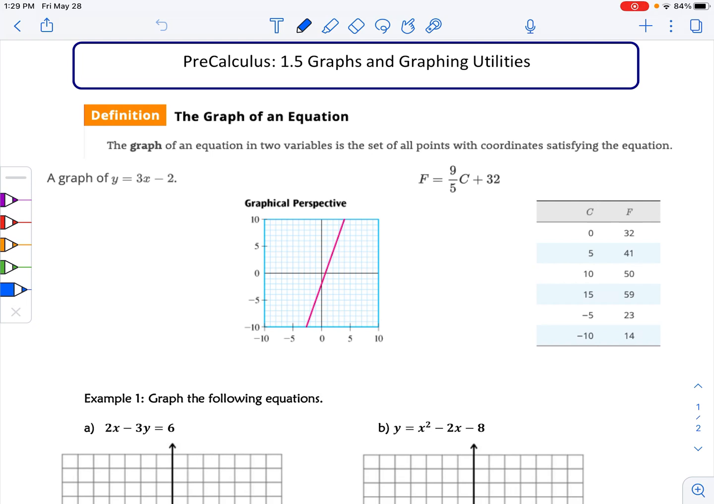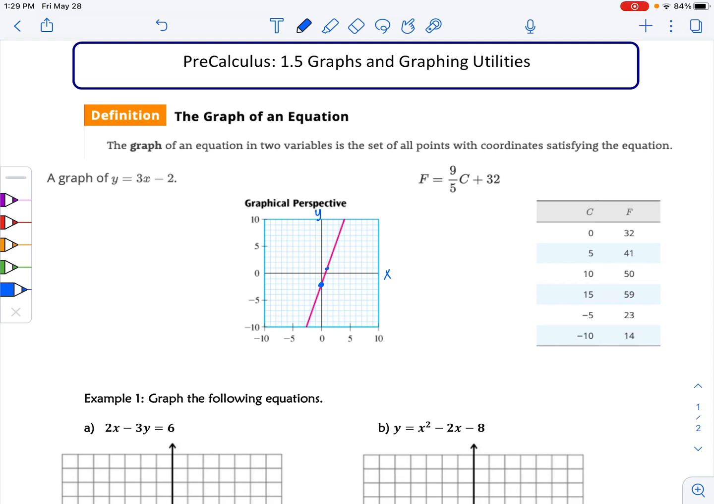So let's jump in. A graph of an equation in two variables is the set of all points with coordinates that satisfy the equation. Man, I couldn't butcher that anymore. For example, here is the graph of y equals 3x minus 2. Start at negative 2, slope of up 3 over 1, up 3 over 1, positive slope. Here's my x-axis, y-axis, voila.